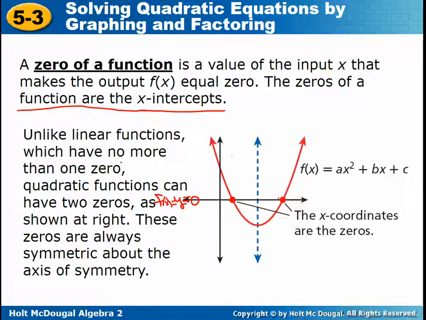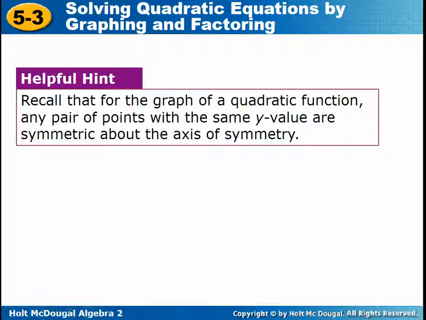Linear functions can only have one zero, but quadratic functions can have two zeros. They can also have one zero or no zeros, depending on the quadratic function. They're always symmetric about the axis of symmetry. So if you know the axis of symmetry and you know one zero, let's say it's 2 units away from the axis of symmetry, then the other zero will also be 2 units away on the other side of the axis of symmetry. So they're always the same distance away from the axis of symmetry. Any pair of points with the same y value are symmetric about the axis of symmetry.